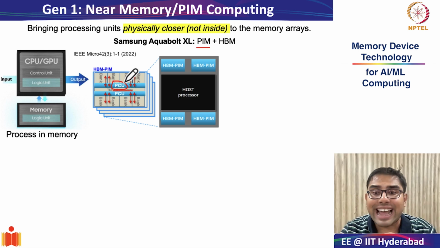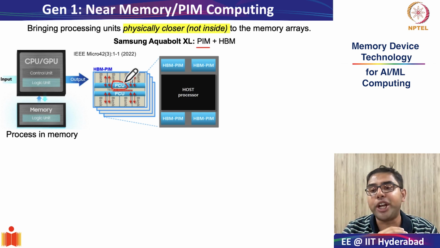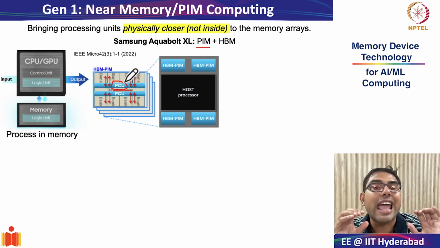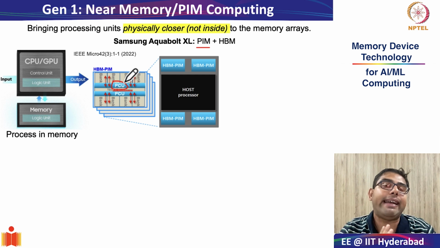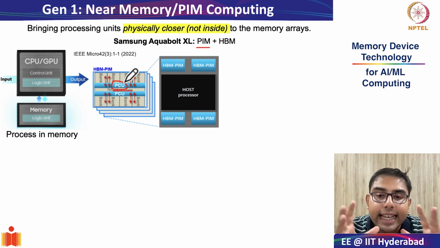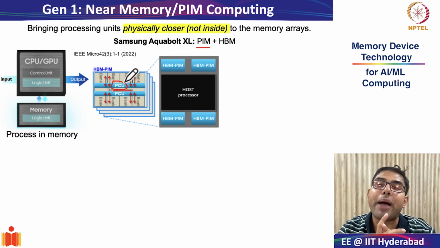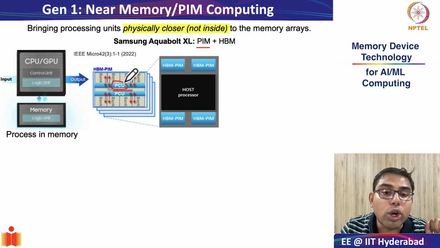Now, the GPU still handles the main control and scheduling, but memory-intensive kernels like attention or embedding lookup tables can now be offloaded completely to the HBM stack itself. Now, this approach is what significantly reduces the movement of data while staying compatible with today's GPU ecosystems.